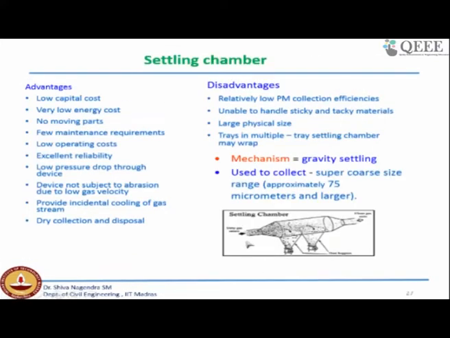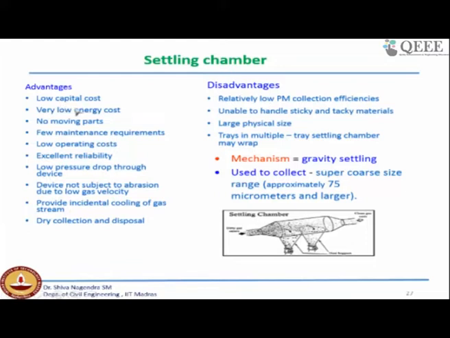Let us look at a settling chamber. If you look at this figure, there is a flow and there is an immediate expansion. The velocity will be reduced, and all the particles having a settling velocity more than the velocity of the gas will settle here. Generally, the settling chamber uses gravity settling force and is used for large particles of size greater than 75 micron. So you can immediately conclude that we can use this as a pre-cleaning equipment.